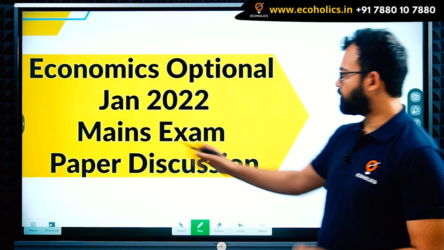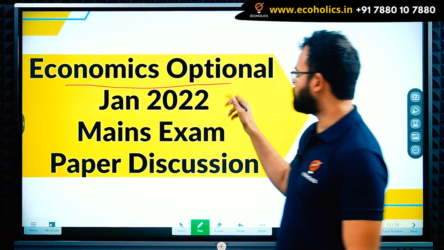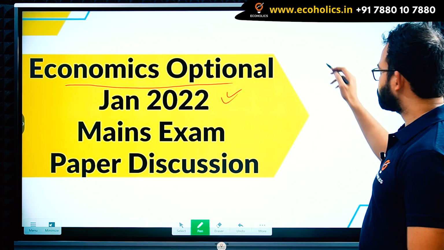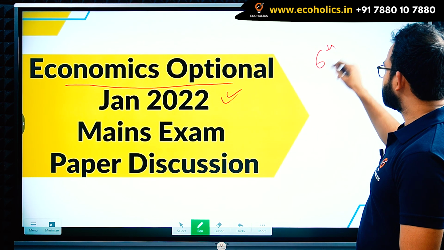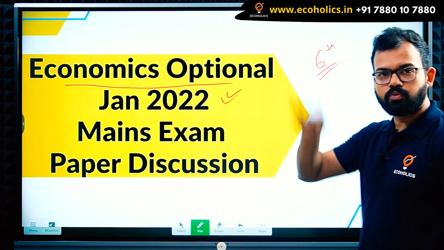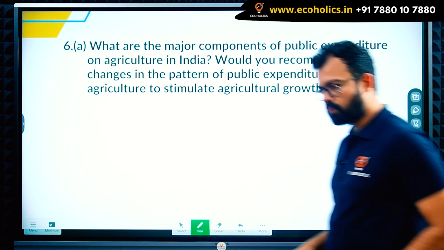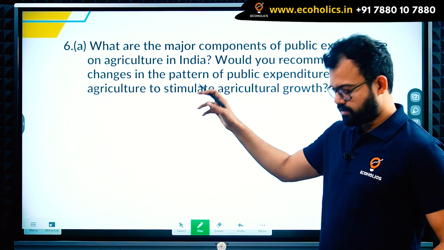In this video, we'll continue our discussion of the Economics optional Mains examination paper of January 2022. This is the sixth video in the series. I hope you have seen the fifth. If not, go watch that, then come to this. We are discussing paper 2 of Economics optional. This is Section B, sixth question.